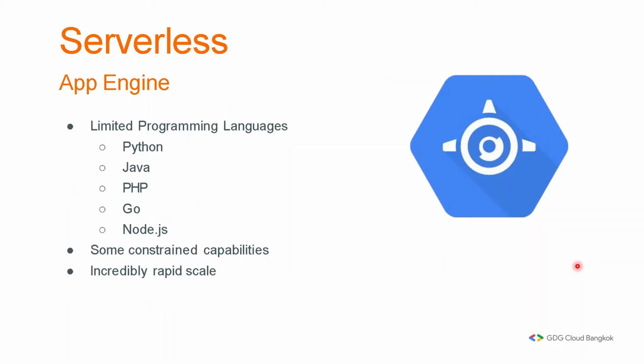App Engine. App Engine is a serverless service provided by the Google Cloud Platform. It supports various programming languages like Python, Java, PHP, Go, and Node.js. With the help of these languages, you can create several applications, and they have some constrained capabilities and incredible rapid scale.